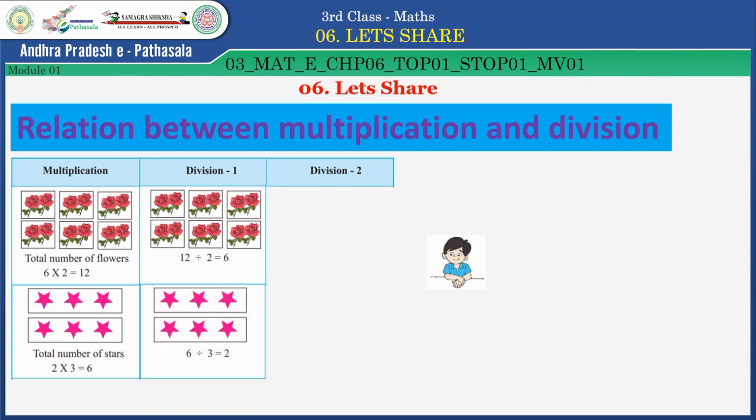Similarly, we have a total of 6 stars, with 3 stars in one box. Then the total number of boxes is 6 divided by 3, which is equal to 2.